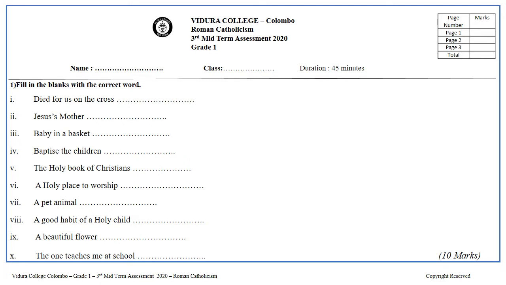Question number 1. Fill in the blanks with the correct word. Roman number 1. Died for us on the cross. Now you can write the correct word on the blank.